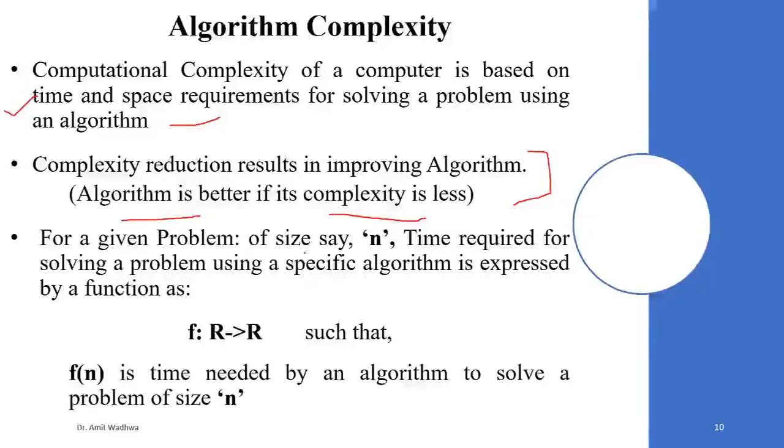Suppose for a given problem of size n, there is a number of computations required in that particular algorithm. The time required for solving a problem using a specific algorithm can be expressed as a function f, which is dependent upon certain factors. It can be size, it can be memory. So f(n) can be said as the time needed by the algorithm to solve a problem of size n. If a problem is of size n, that means it can have n as the memory requirement or the space requirement. So it can be said as the total number of inputs which are required. So n can be said as the total number of inputs.